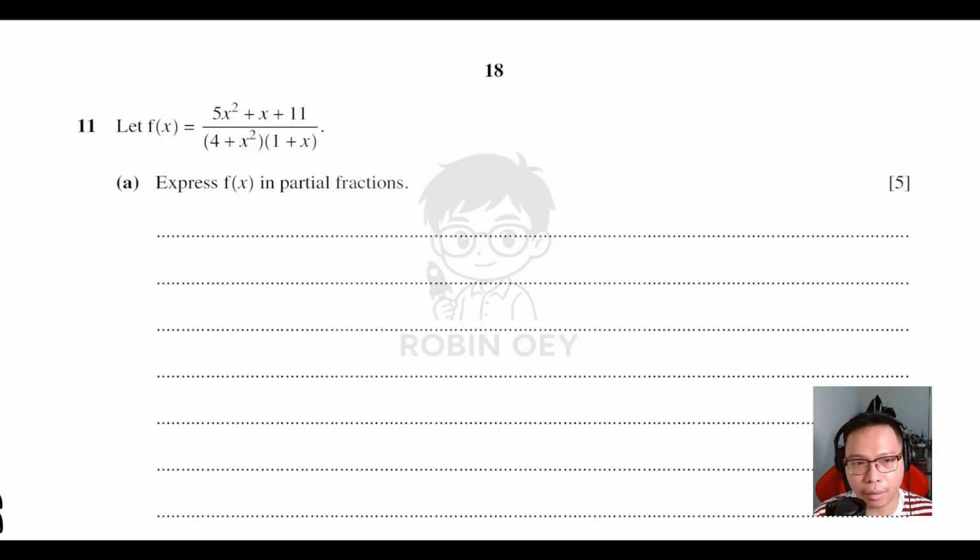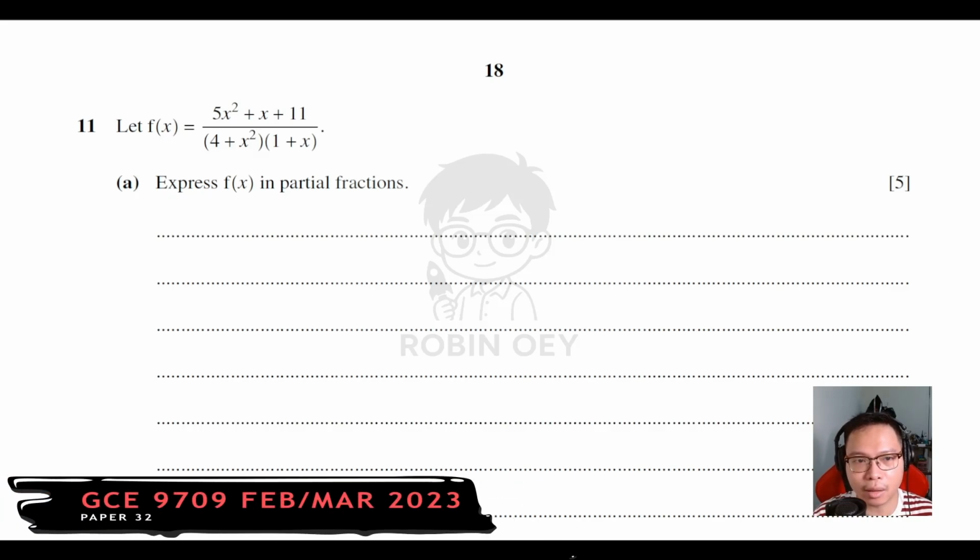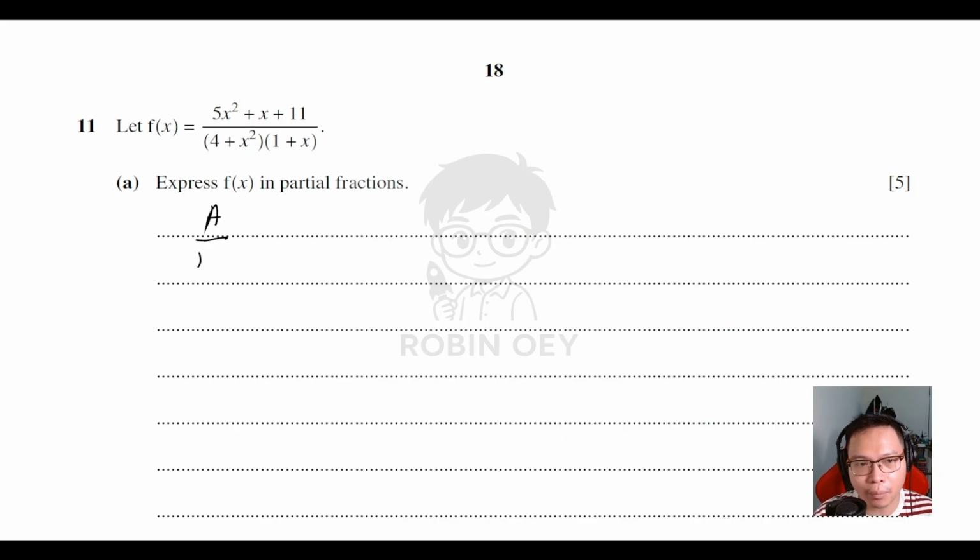Okay, number 11. Let f(x) be (5x squared plus x plus 11) over (4 plus x squared) times (1 plus x). So express f(x) in partial fractions. If it's in partial fraction form, it will be A over (1 plus x) plus (Bx plus C) over (4 plus x squared).